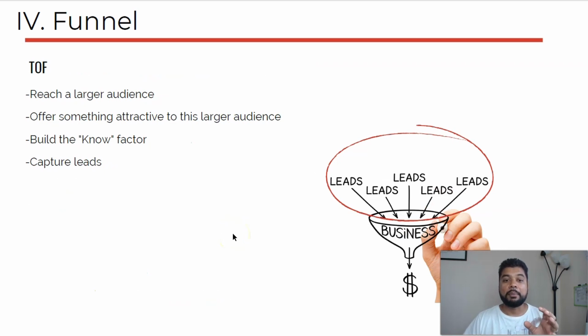All right, so let's start at the top of the funnel. This is where you're going to reach a larger audience, and you're going to offer something attractive to this audience. It's the "know" factor. So we're going to capture leads. In the case of how we're going to be doing this with Facebook ads, a really highly effective strategy is to give something that your ideal client wants based off of the offer that you're going to be giving them, like what your course is going to be. We want to give them something attractive. We're going to reach this larger audience by doing that.